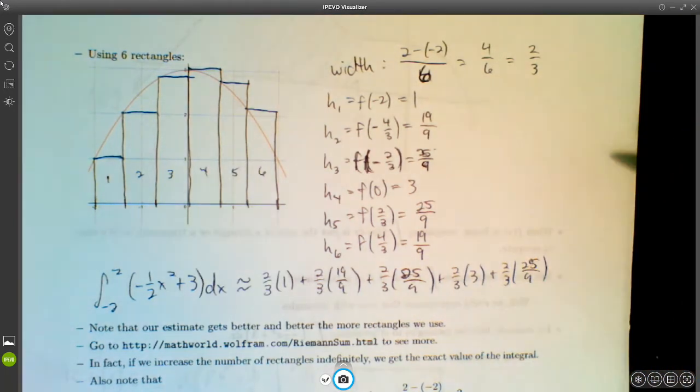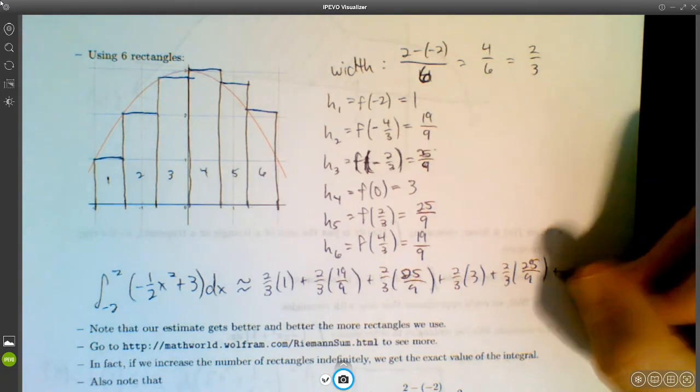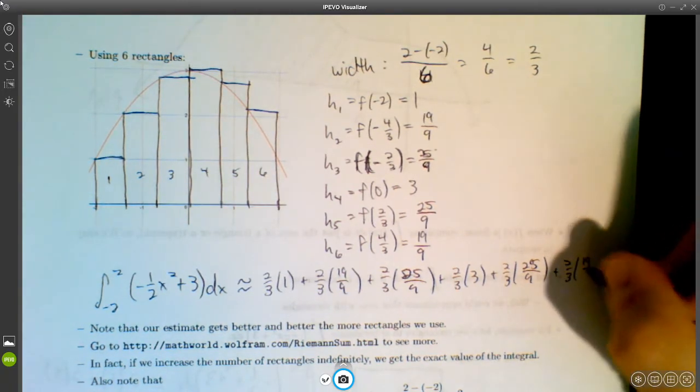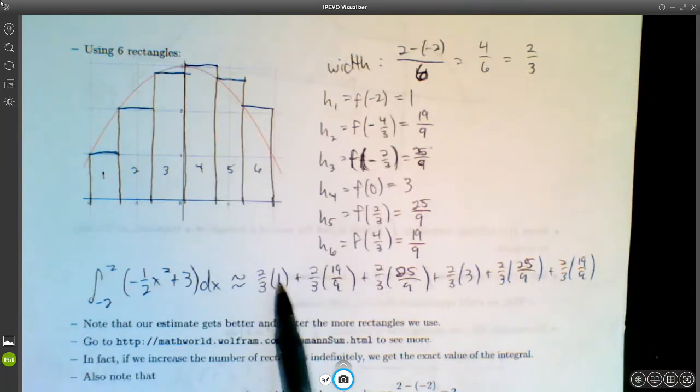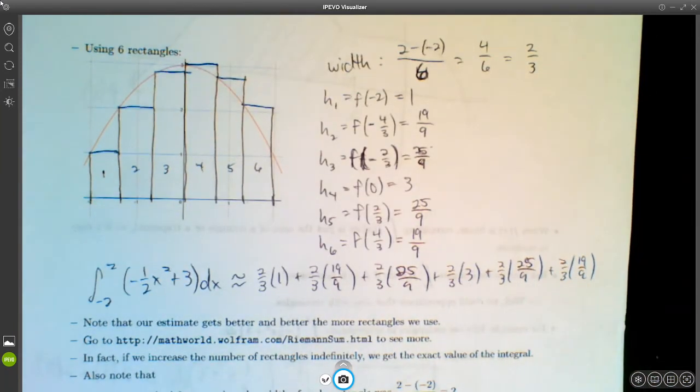I don't know why I have such a hard time writing 25. Goodness gracious. Okay, but there's our 6 rectangles. 1, 2, 3, 4, 5, 6, right? So those are the areas of our 6 rectangles. Let's see about how much this is.